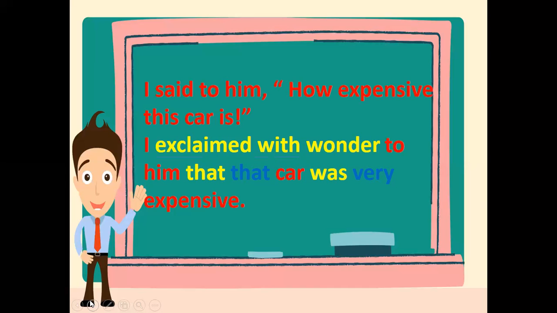See, there are two that. One that is the linker, and the second one is that this is changed into that. And you will also add very to show intensity. How will be omitted. The exclamation mark will be omitted. And you will make the sentence proper, like this car is expensive. It will not be expensive this car is. So first you will make this car is expensive, then you will change.